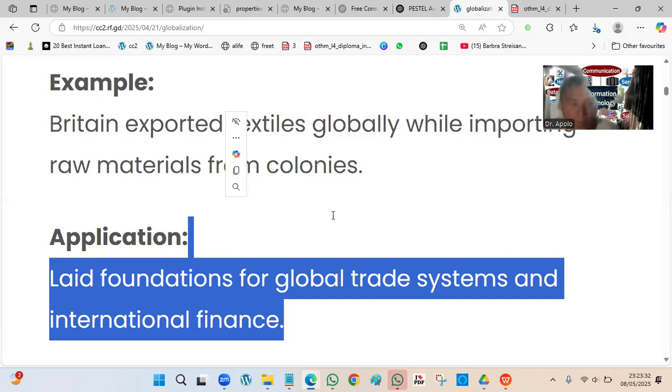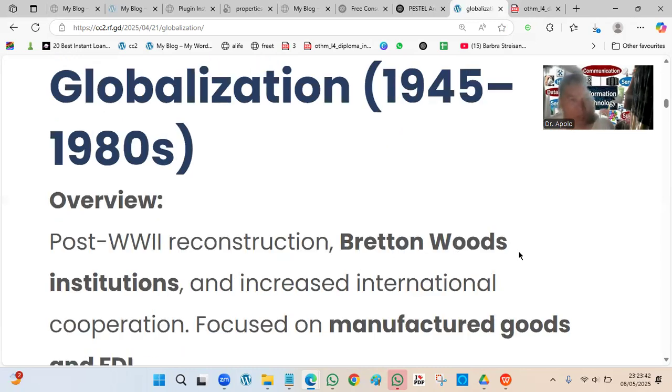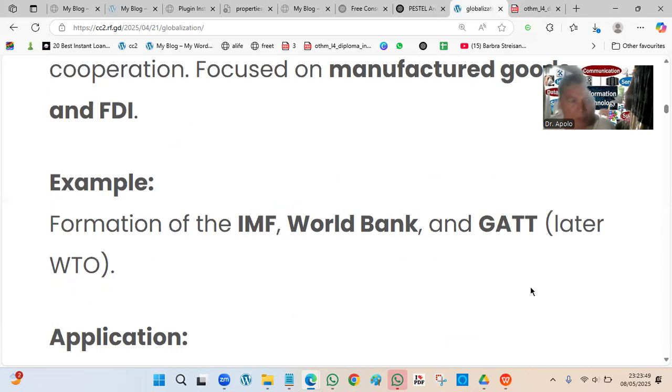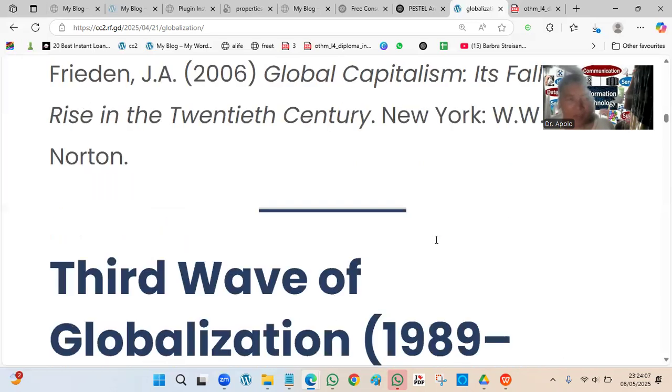Second wave, 1945 to 1980, saw post-World War II reconstruction, Bretton Woods institutions, and increased international cooperation, with a focus on manufactured goods and FDI. It saw the formation of the IMF, World Bank, and GATT. The implication: it revived economies, particularly in Europe and Japan, because Japan was devastated during World War II, along with Germany and Italy, with trade liberalization. So no more restrictions on that part.